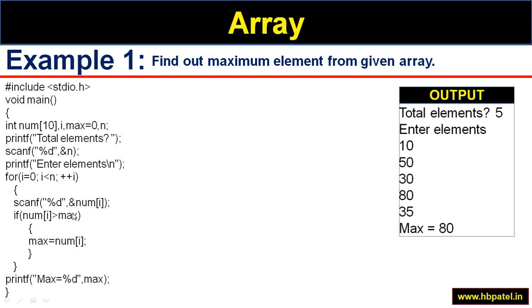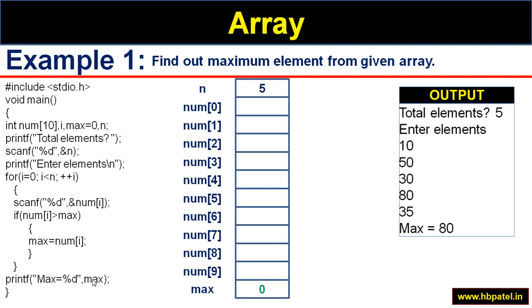5 numbers will be read from keyboard, compared with max, and if required the number will be copied into max, and then finally max will be displayed. So this is just a dry run. I am having n as the variable, then num[0] to num[9], because I have declared it with size 10, and one more variable is there, max. So I'll be having that max equal to 0.